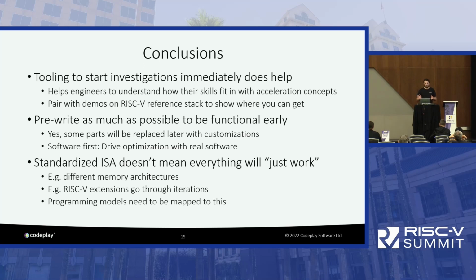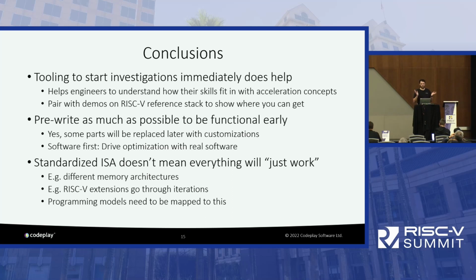And the final thing I think we learned was that just because you've got a standardized ISA such as RISC-V, it doesn't mean that everything will just work. Different RISC-V processors have different memory architectures. There was a talk yesterday about how one processor had all these configurations of different memory architectures that you can configure at runtime. Even RISC-V extensions go through iterations. So the hardware you're targeting, especially during the development stage of a project, because we're talking about very early stage hardware here, may not be 1.0 yet. And you need to figure out how the heterogeneous programming models can map to this.